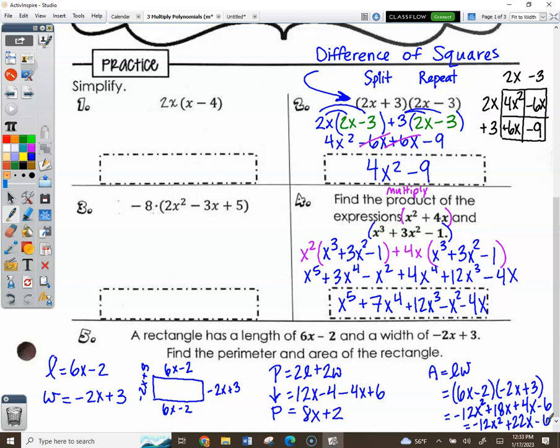This is your practice assignment. Page 12.